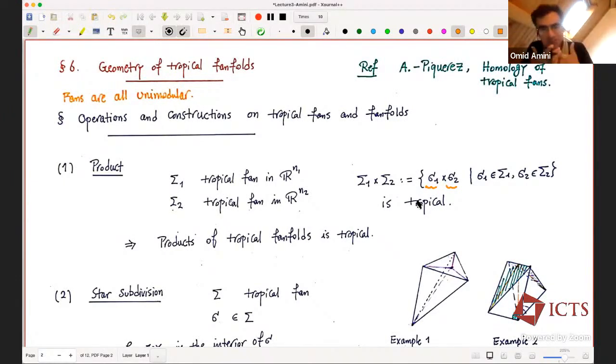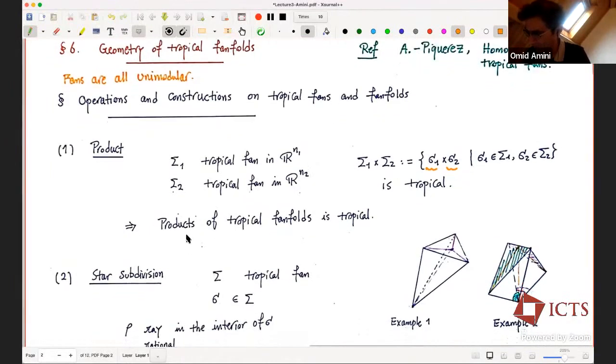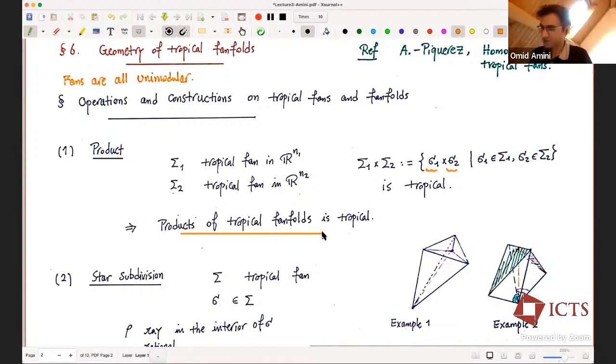So it's the basic operation. It's just a product. If you have two tropical fans, you can take the product. You can take the product again. You can take the self product. You produce a lot of fans. Since it produces a lot of tropical fans, it produces also a lot of tropical fanfolds, because you just take the products of the fans and then you take their support, which is exactly the product of the fanfolds. So in other words, the product of tropical fanfolds is again tropical. This is the first operation.